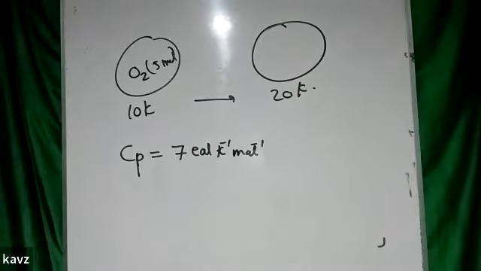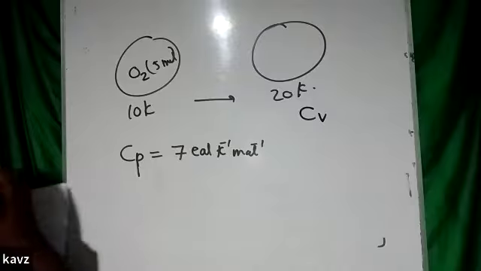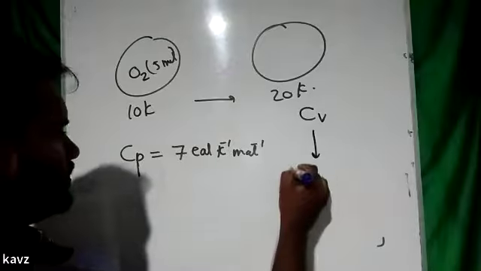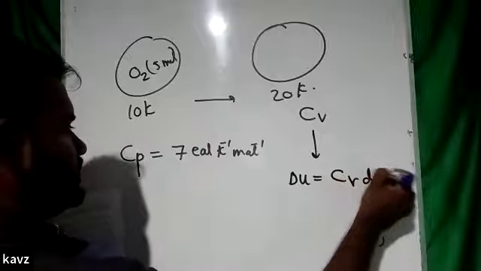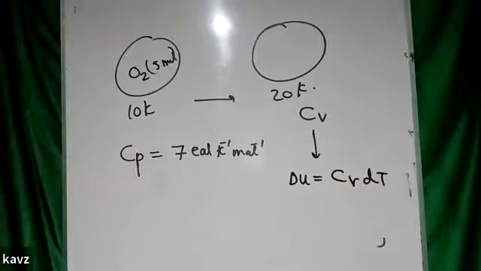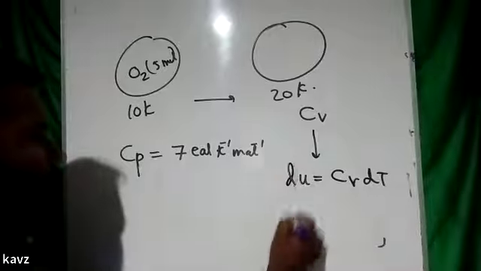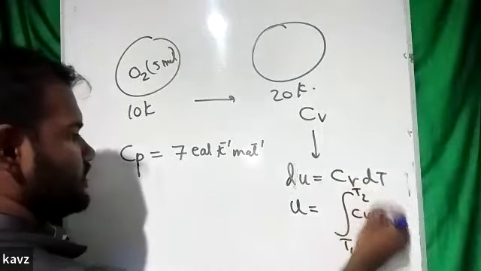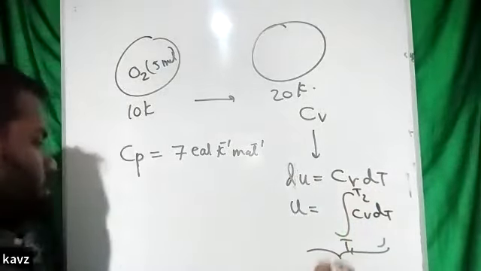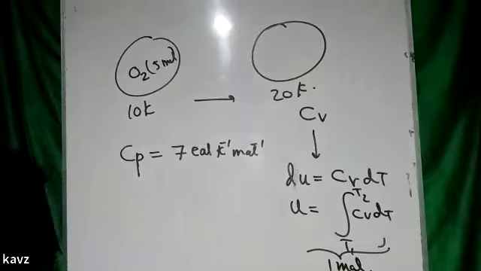At constant volume, they ask me about the constant volume. When we are considering the constant volume, we have to think of the CV. When CV is coming, you know that CV is connected with U. Delta U equals CV dT. Can you remember? And when you have to find the U, you have to integrate T1 to T2 CV dT. And this equation comes for 1 mole.